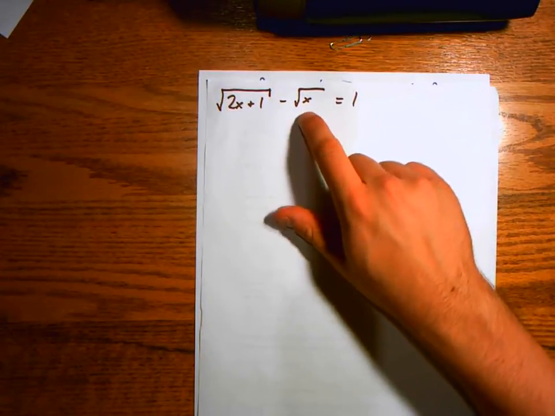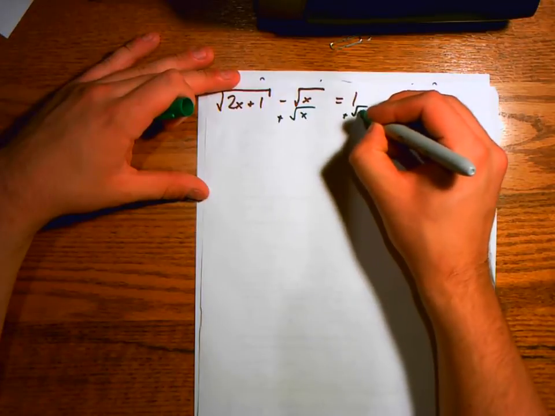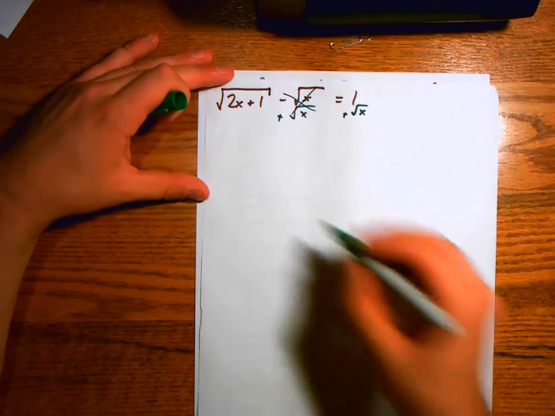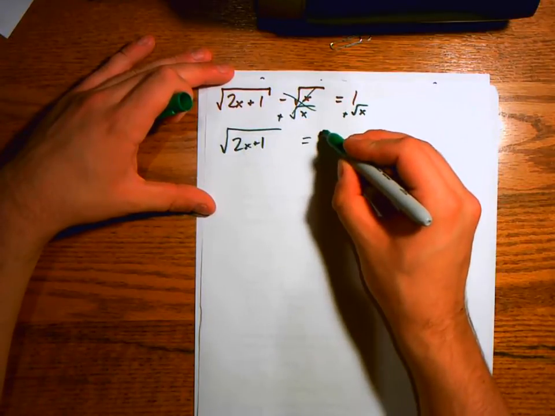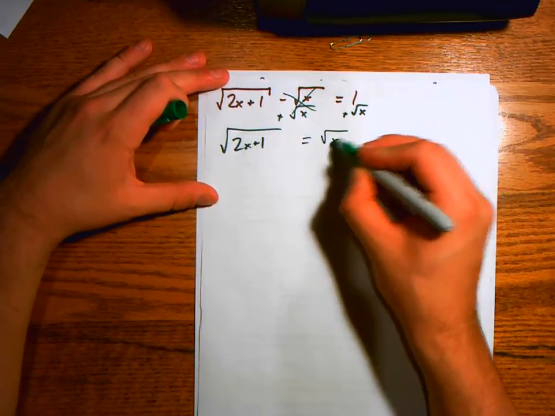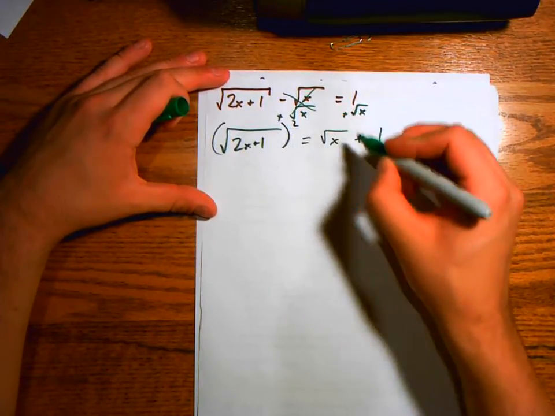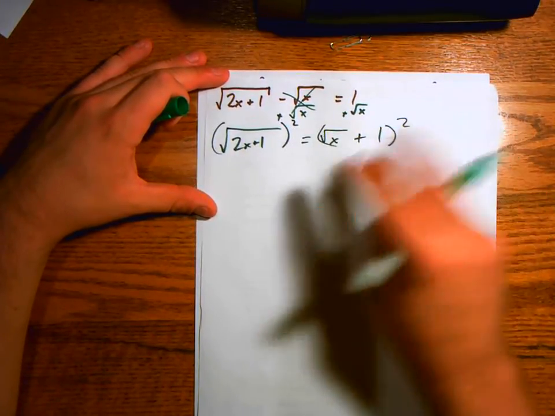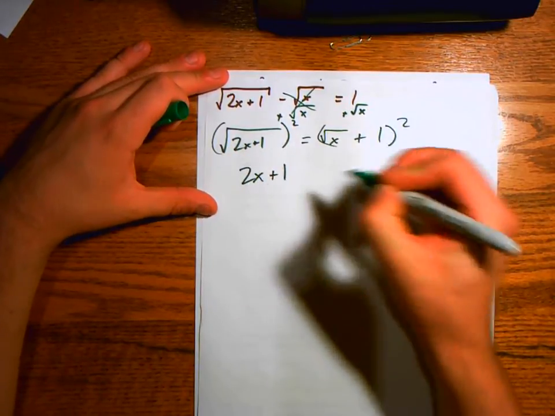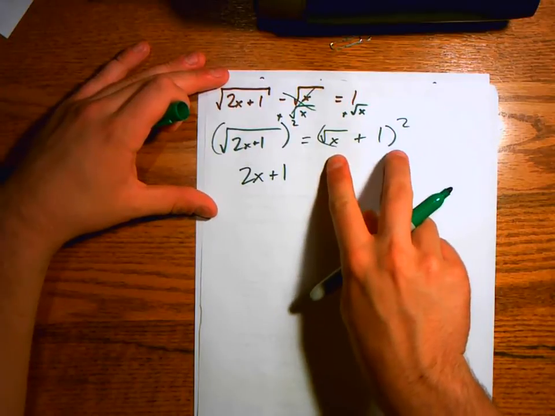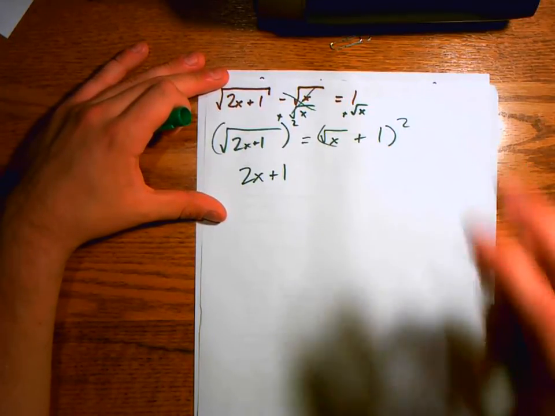Since this is easier to deal with, I'm just going to add square root of x to both sides. So that means those cancel out, and I have the square root of 2x plus 1 equals the square root of x plus 1. Now from here, I square both sides. When I square this expression, the radical disappears. And when I multiply these out together, it's the same thing as x plus 1 times x plus 1.